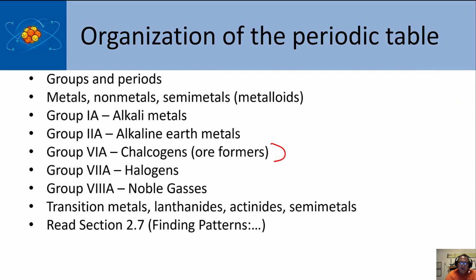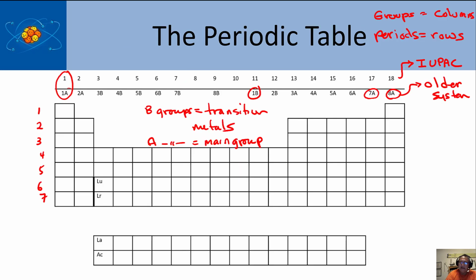All right, so we've covered groups and periods. We've covered all of these. Now there's metals, nonmetals, and semimetals, and we'll talk about properties of metals, nonmetals, and semimetals in a little bit. But how do you know where they are? It turns out it's not too bad to figure it out.